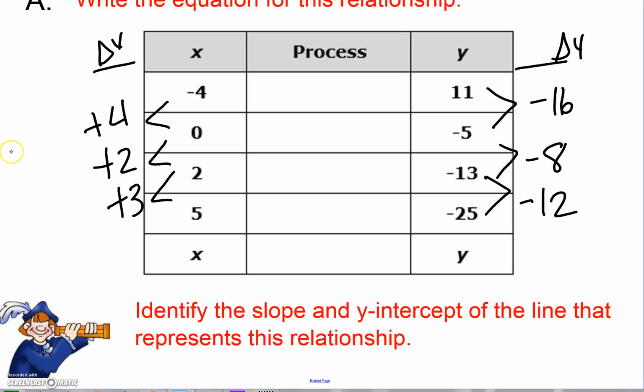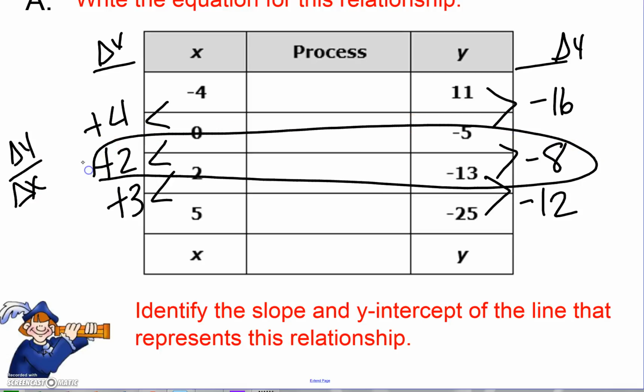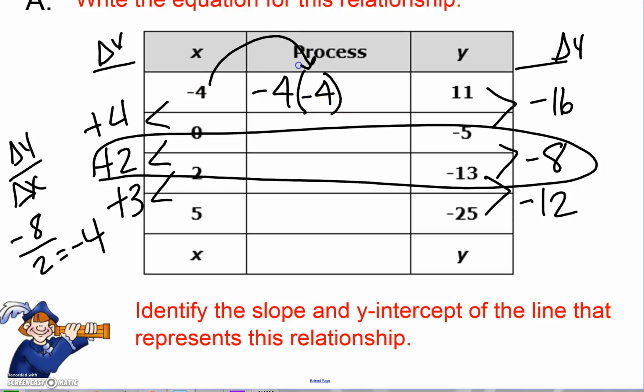Now, to find the rate of change, which is change in y over change in x, it does not matter which one you choose. I'll choose the middle one this time. So negative 8 divided by 2 equals negative 4. So we have negative 4 times negative 4, and I got the second negative 4 from right there, is 16. But I know I need to get to 11, so I'm going to subtract 5.